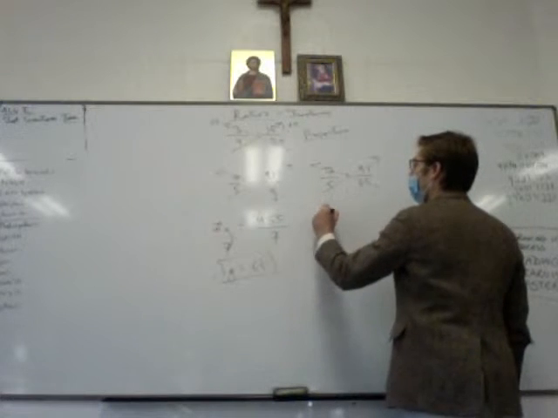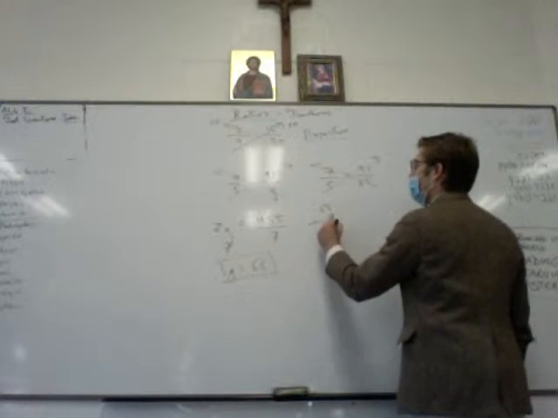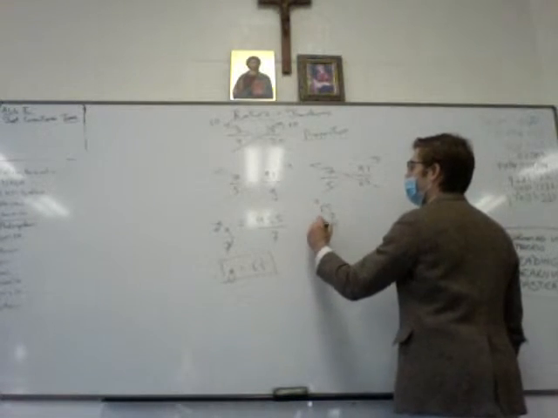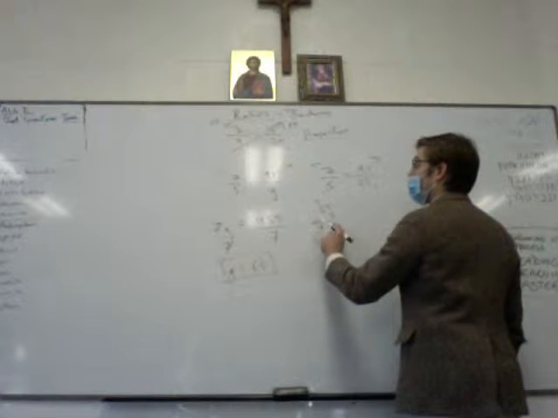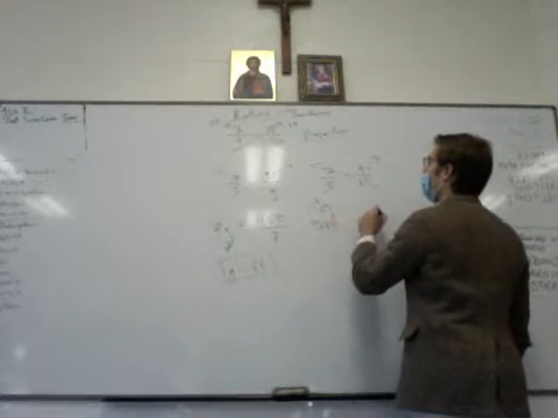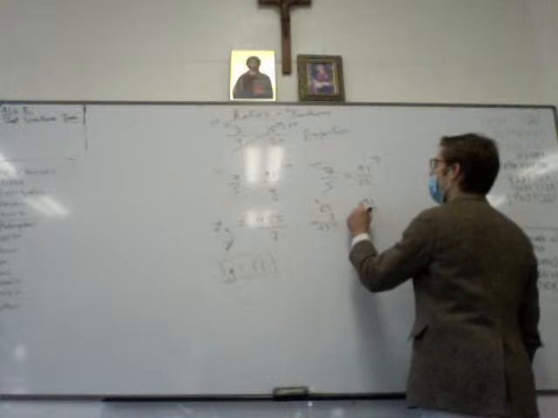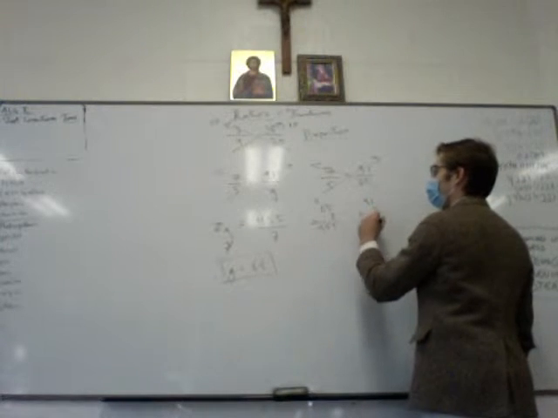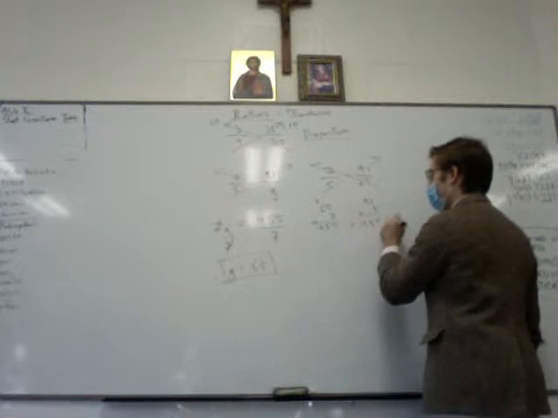So let's see, 65 times 7 will give us what? 455. Yeah, 455, and 91 times 5 gives us, look at that, they are equal to each other.